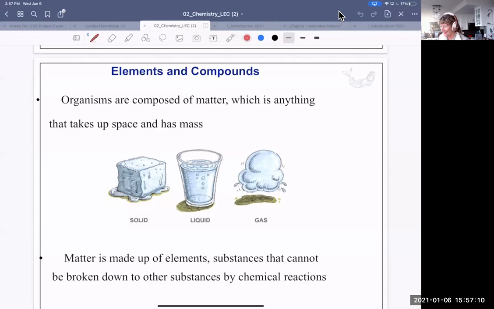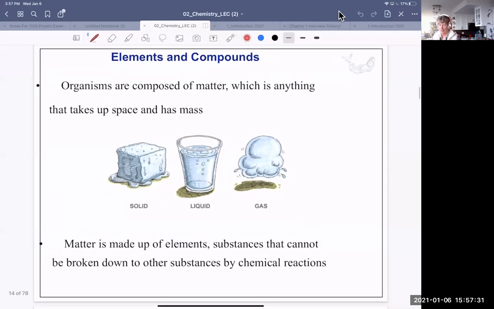All right, welcome. Welcome to the continuation of chemistry, which we study because of its application to biology. And what we need to know are some of the basics of chemistry. We talked about atoms last time and how very, very small they are.